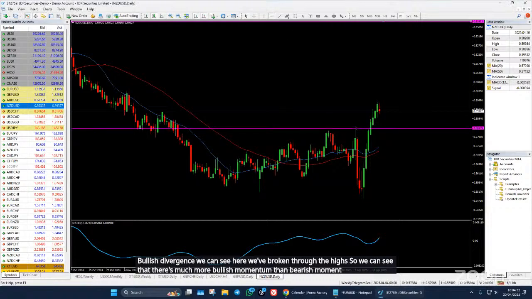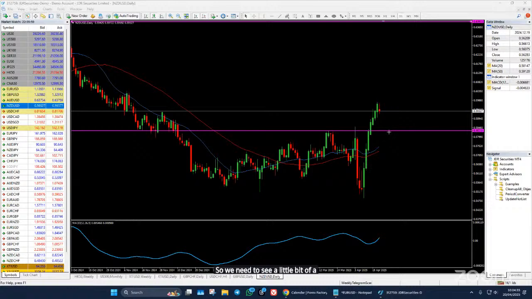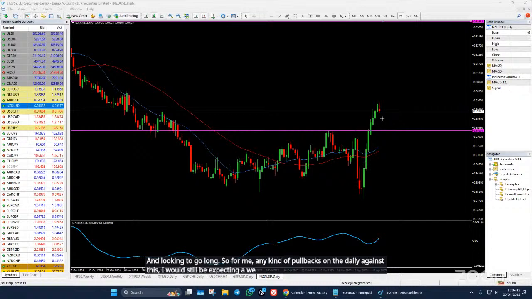But also at some point we need to see a bit of a pullback. So we need to see a little bit of a pullback here and looking to go long. So for me, any kind of pullbacks on the daily against this, I would still be expecting a weaker dollar for now. So for me, any kind of pullbacks, I'd be looking for potential long opportunities, buy opportunities to the upside.